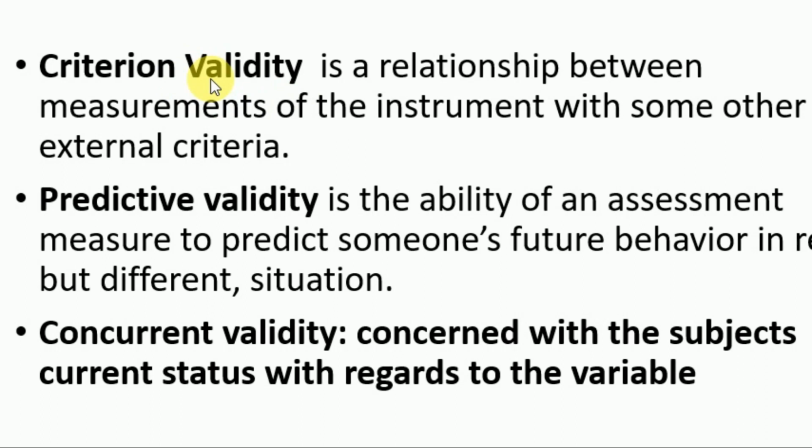Next comes the criterion validity. Criterion validity is a relationship between measurements of the instrument with some other external criteria. It is of two types, that is predictive validity and concurrent validity. Predictive validity is the ability of an assessment measure to predict someone's future behavior in a related but different situation, and concurrent validity is concerned with the subject's current status with regards to the variable.